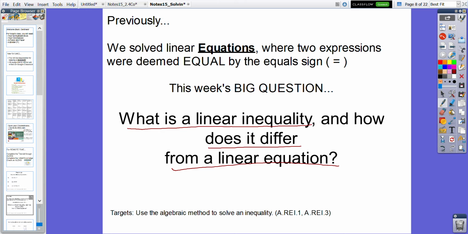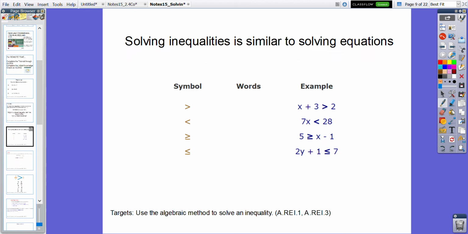The first thing we want to take note of is that solving inequalities is similar to solving equations. The only difference is we use different symbols. The first symbol I have circled is a right pointing arrow. If we're comparing two numbers, it means the number on the left is greater than the one on the right. Make sure that's T-H-A-N, not E-N.